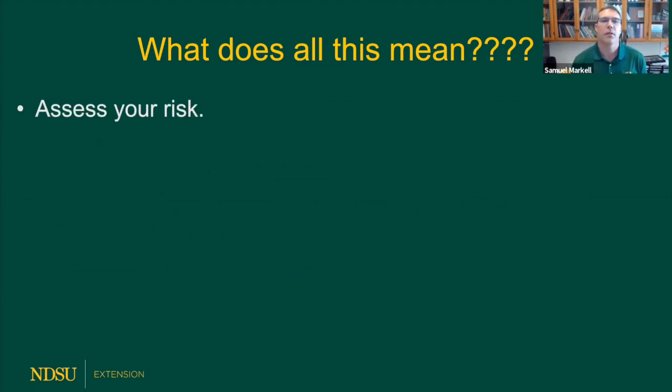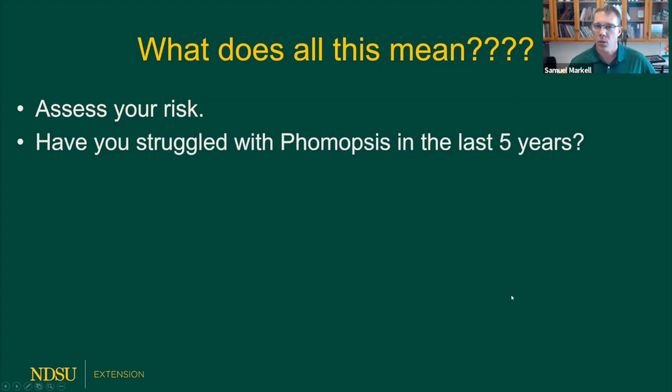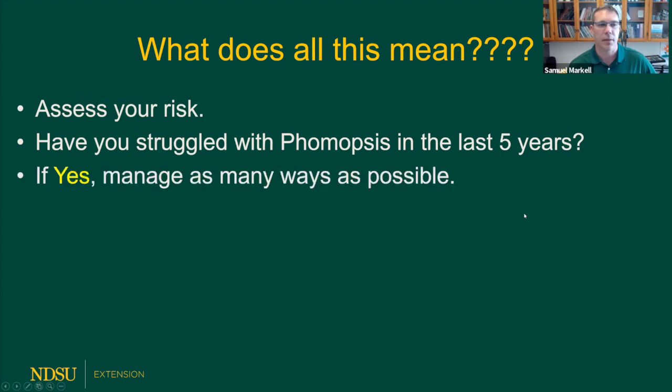So what does all this mean for Phomopsis? The first thing is to assess your risk. So think about the last 5 years or so. Have you seen Phomopsis? Are you struggling with it? If we get wet, I would expect that would be the case again. And even if you have a couple of optimally timed rainstorms, you can see problems with that. So think about your risk, where you're at and what you've seen on your farm. And if you have that risk, then you probably want to manage it in as many ways as possible.